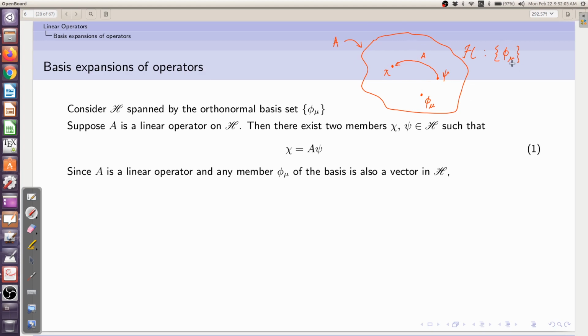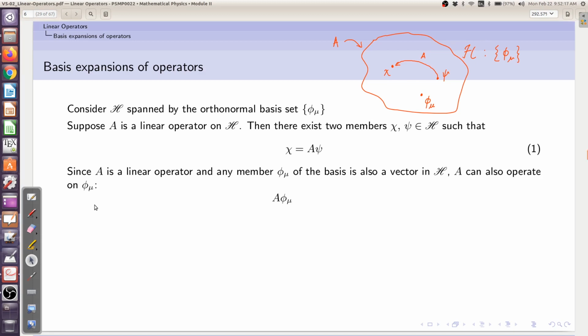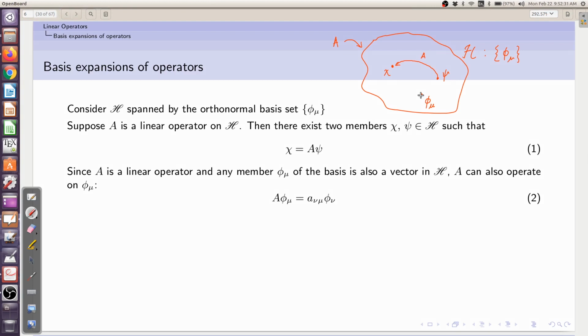So if this set of basis vectors phi mu is a basis for this Hilbert space, then A can operate on phi mu as well. So I will operate A on phi mu. Once I operate A on phi mu, any operator gives me some other element, let's say something like theta mu, just as an example.